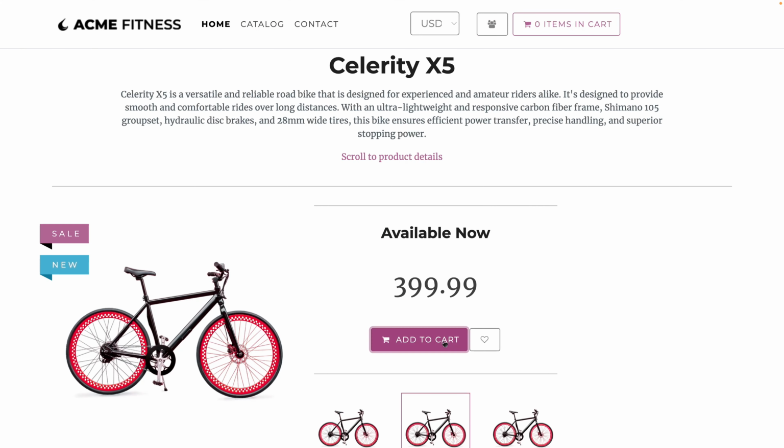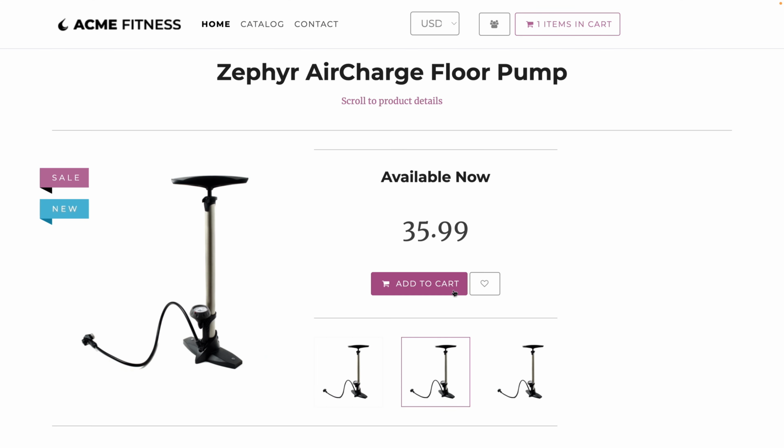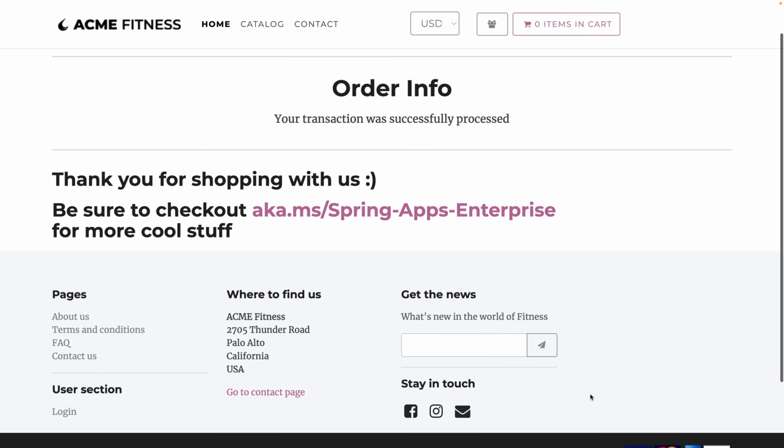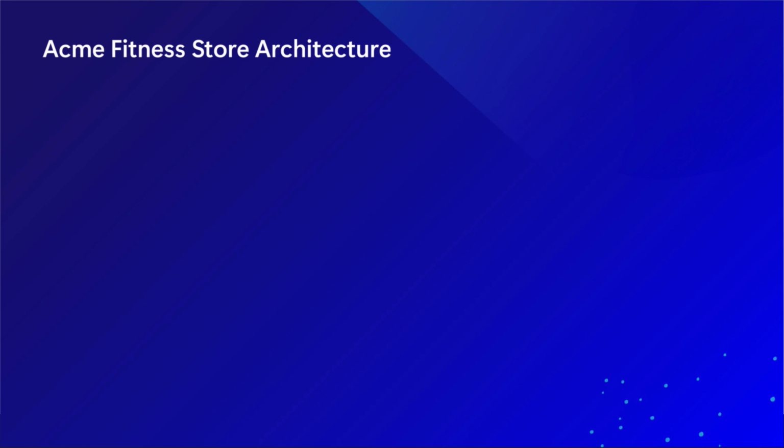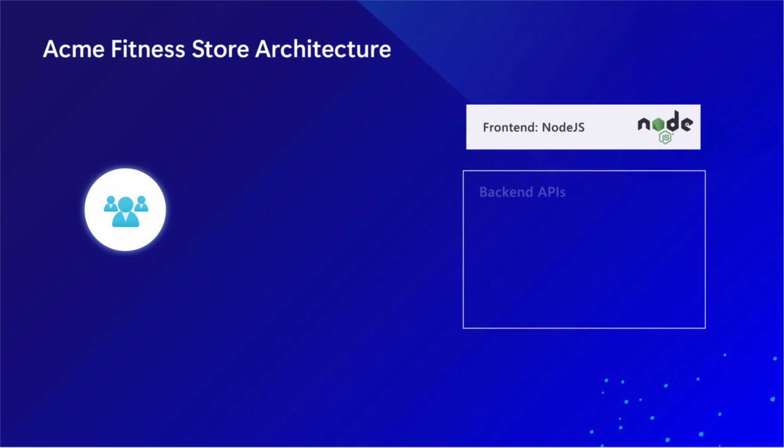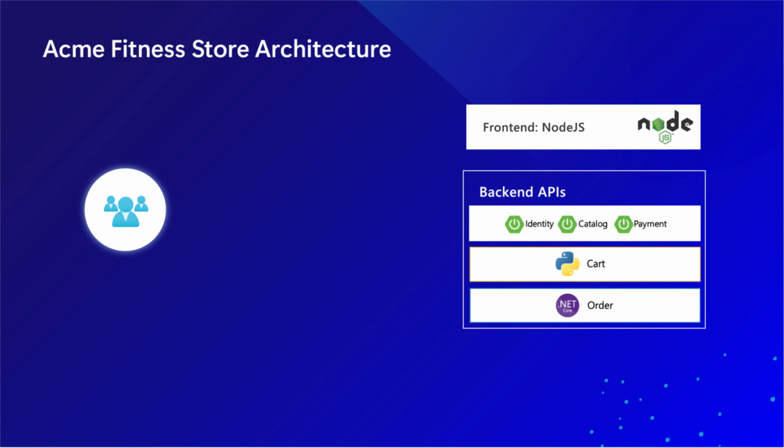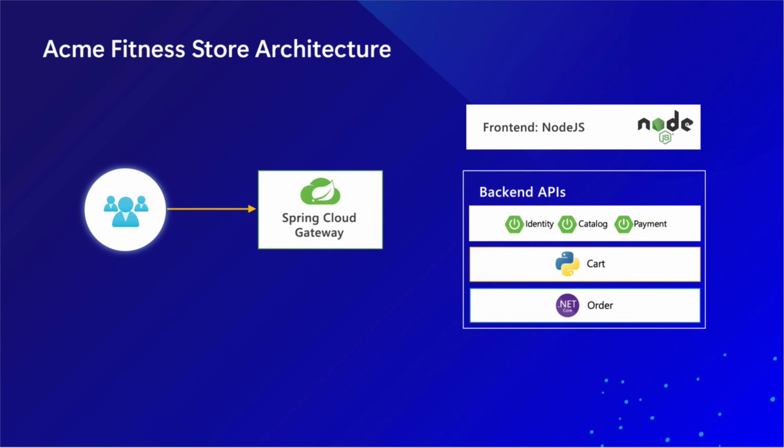Imagine you're a developer. You work for an online sports store. A big part of what you sell is bikes and bike accessories. The fitness store is built using applications written in multiple languages. Spring Cloud Gateway routes incoming requests to the front-end application or back-end APIs. The APIs are written in Spring, Python, and .NET.